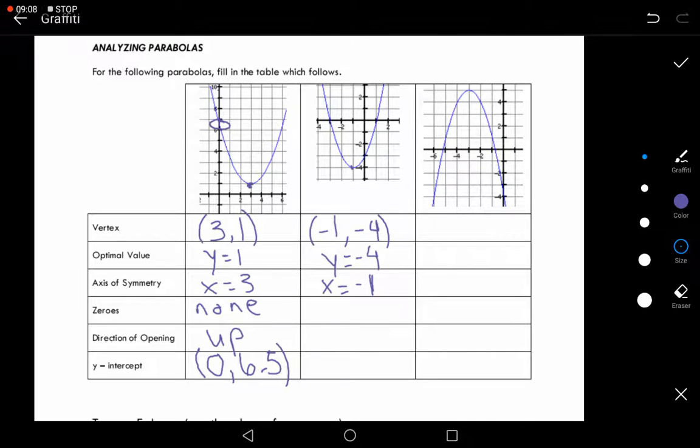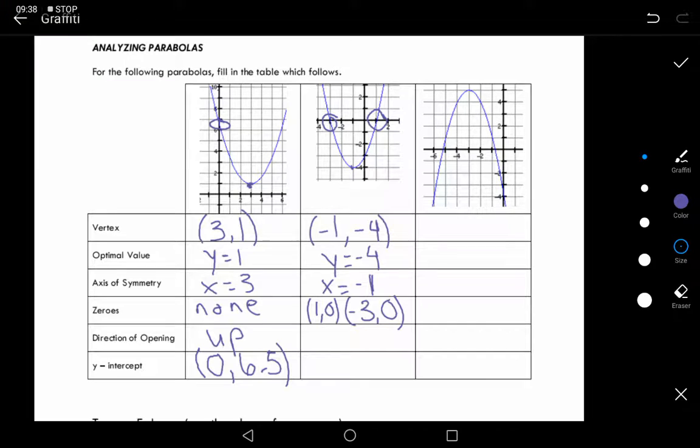Zeros. So we're looking, where does this cross the x-axis? So this one actually does cross, unlike the other one, right? We see it crosses here, and it crosses here. So we just need to write out those coordinate points. These are x coordinates, so we look at our x first. Looking at the right-hand side here, we have 1, 0. And our second one we have -3, 0.